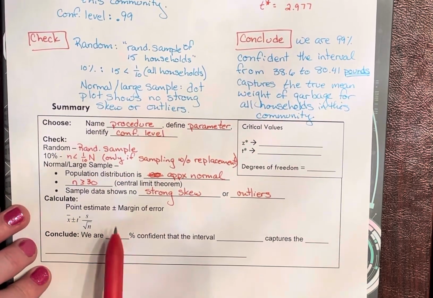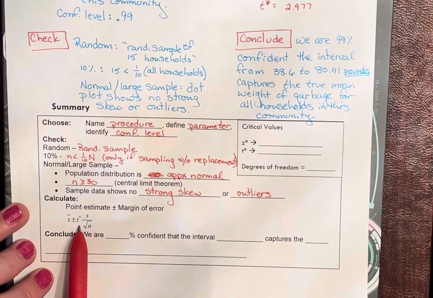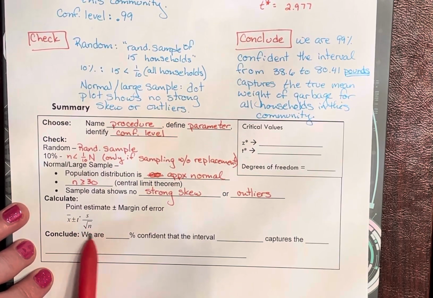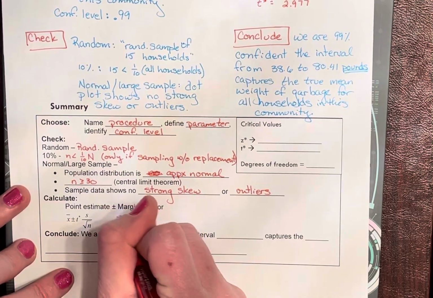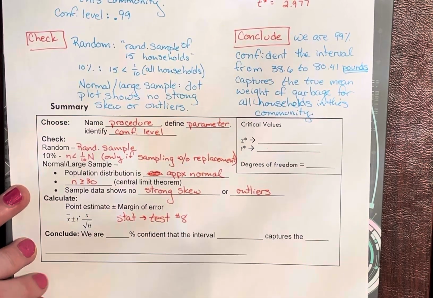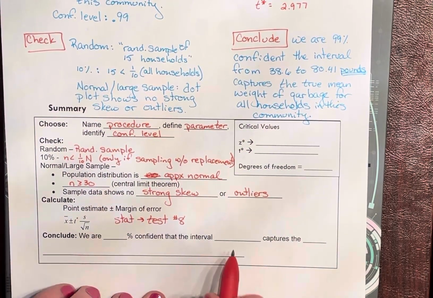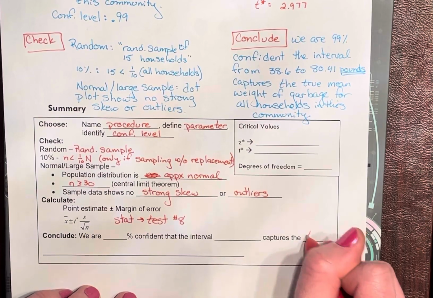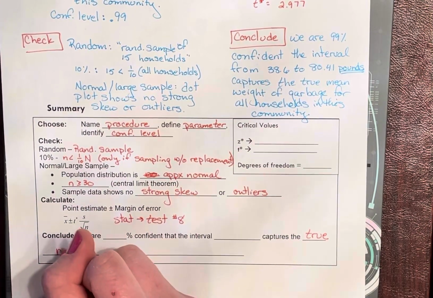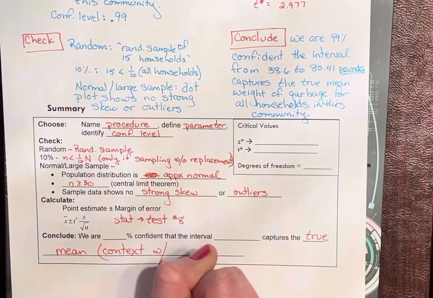For calculate, it's the point estimate plus or minus the margin of error. Same thing it's always been, but now we have x bar as our point estimate. We're using t star as our critical value, and our standard error of x bar is written like this. We can also find this by going to stat, test, and choosing number 8. For conclusion, we are blank % confident the interval from blank to blank captures the true mean, whatever we're talking about, context, and we're going to include units.